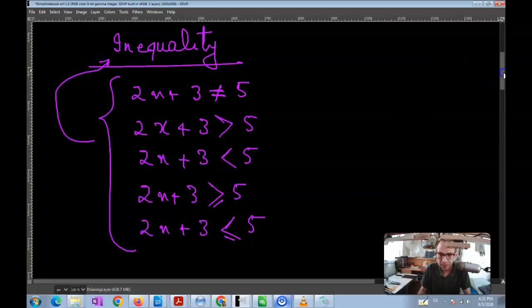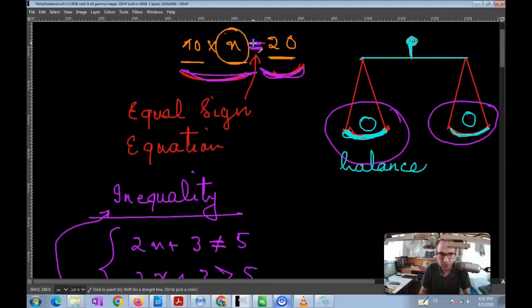These are all different types of inequalities. But in case you have an equal sign over here, then this is called an equality, or an equation. And so of course it makes sense that when you have an equation, the two things on the two sides of the equation are supposed to be the same, meaning having the same weight, right?